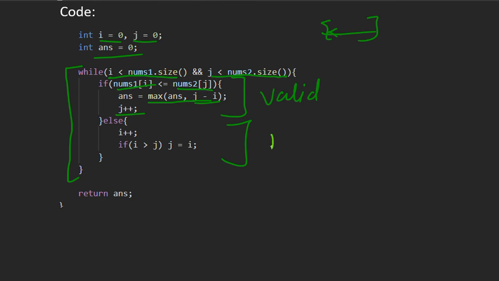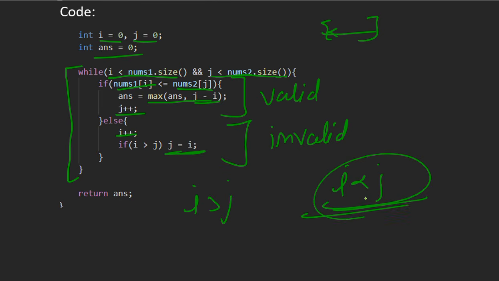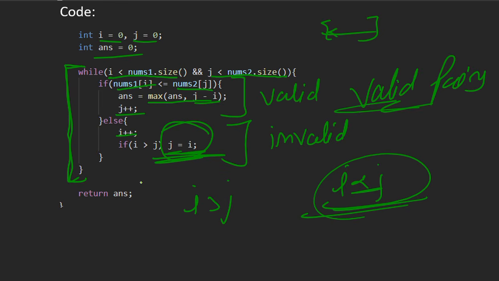Else the other case is the invalid case. In the case of invalid, we increase our I and then we check if I is greater than 0, then we make j equal to I, because the condition is I should be lesser than or equal to j, right? So that's why we are making j equal to I. And after finding all the valid pairs and updating the distances, in the end we return our answer.